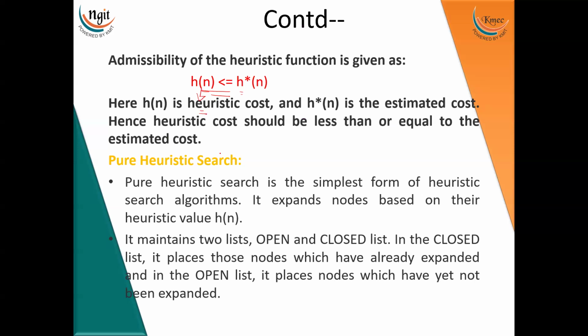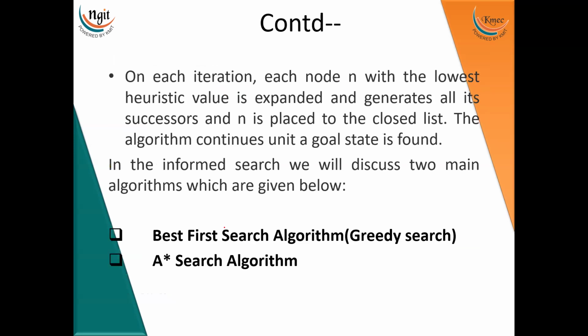Coming to pure heuristic search, it is one of the simplest forms of heuristic search algorithms, and it expands nodes based on the heuristic values. It always maintains two lists, open and closed. In the closed list, it places those nodes which have already been expanded, and in the open list, it places nodes which have not yet been expanded. So the nodes we have already expanded are always placed in the closed list, and those which need to be expanded further are maintained in the open list.